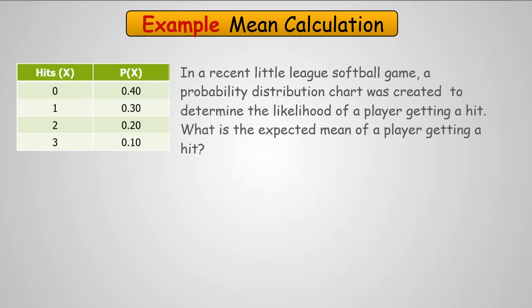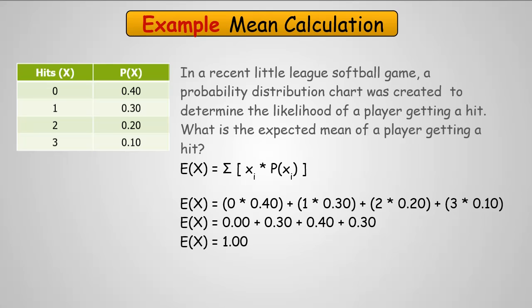All right, look at an example here. In a recent Little League softball game, a probability distribution chart on the left shows the likelihood of an individual player getting a hit. What is the expected mean of a player getting a hit? Well, remember the mean is the sum of each value of x times its probability. So the sum of 0 times 40% plus 1 times 30% plus 2 times 20% plus 3 times 10%. The sum of all those is 0 plus 0.3, 0.4, and 0.3. So the sum of those is equal to 1.